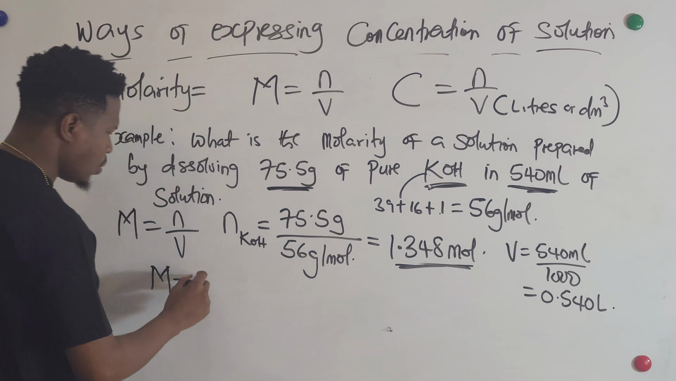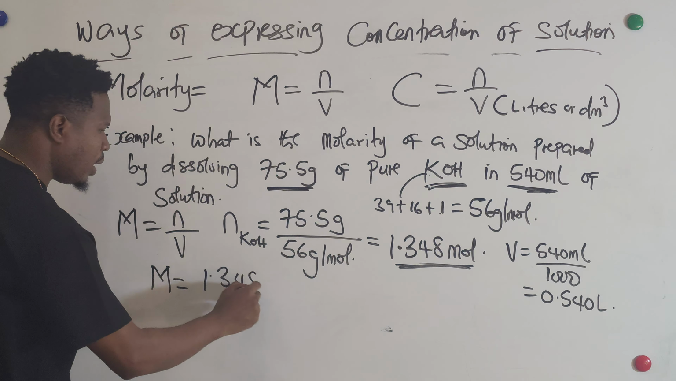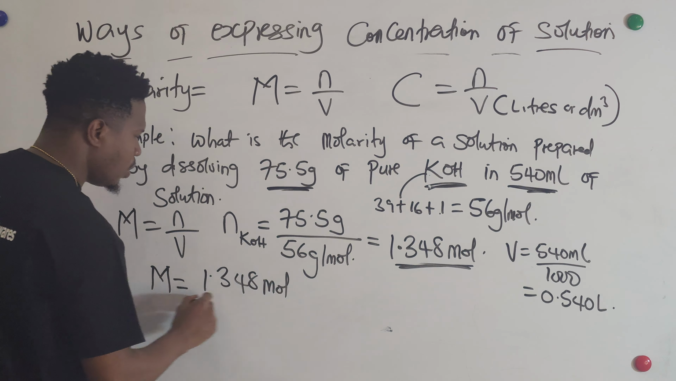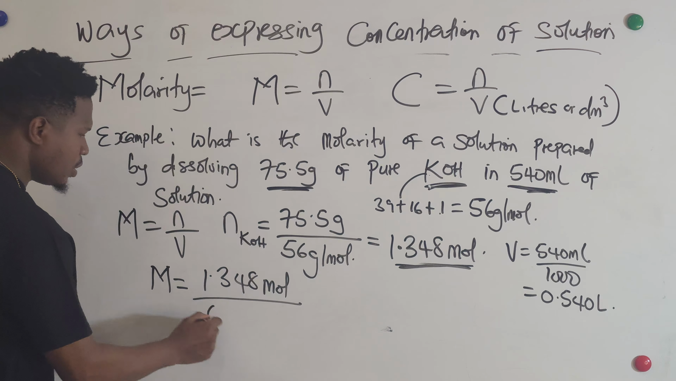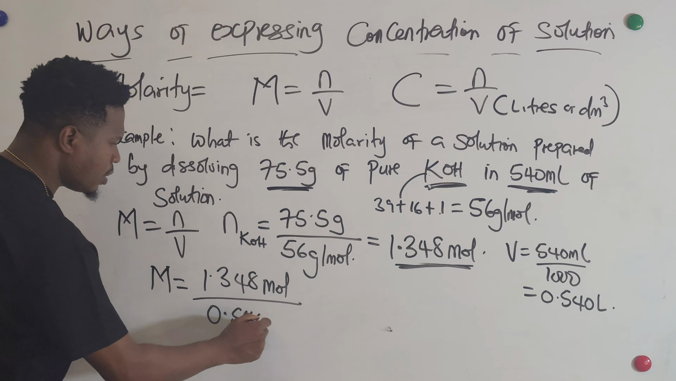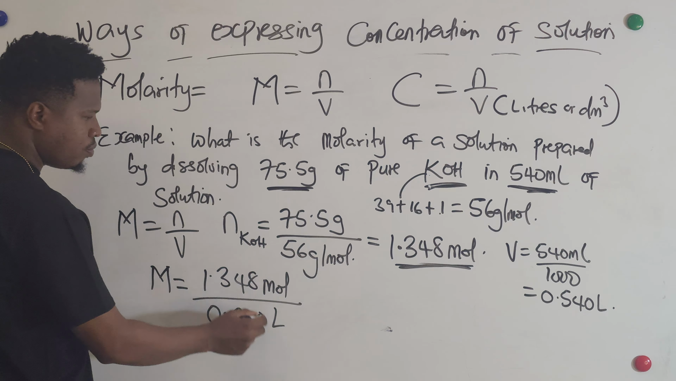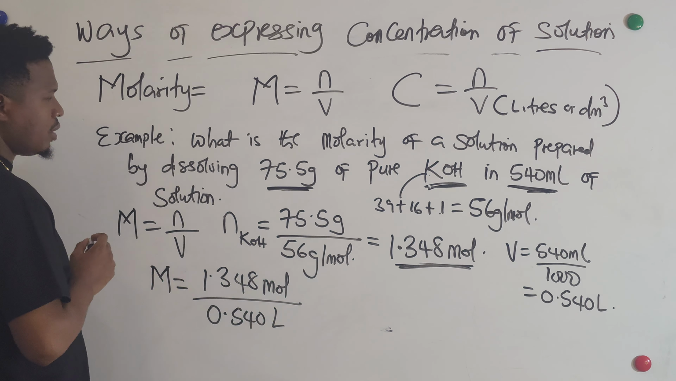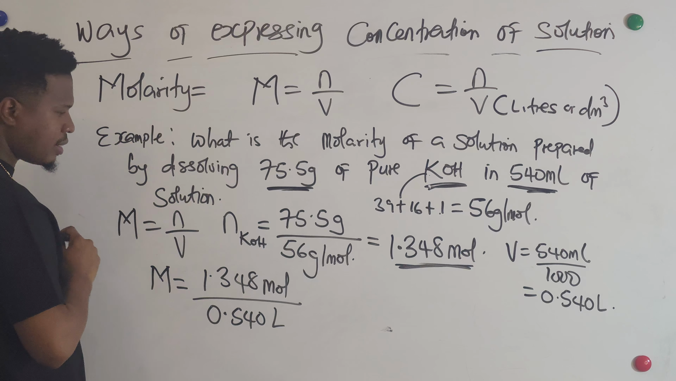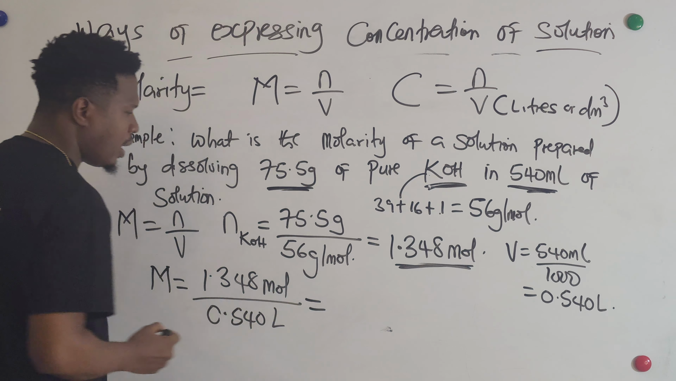Molarity now will be equal to what did you get here? We got 1.348 mole all over the volume, 0.540 liters. So we have ended up having mole per liter, which is how we can express molarity. When you divide this, you have your answer.